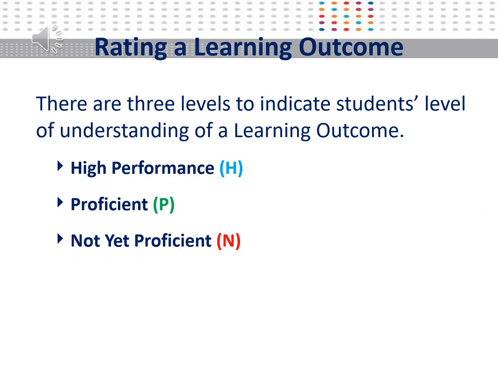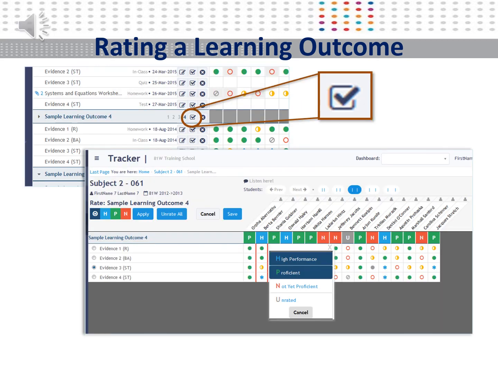Rating learning outcomes. There are 3 levels to indicate students' level of understanding of a learning outcome. High performance, blue H. Proficient, green P. Not yet proficient, red N. Rating a learning outcome. Learning outcome ratings are entered similarly to evidence ratings. Simply click on the checkbox that correlates to the learning outcome to bring up the rating screen. A rating of not yet proficient, proficient, and high performance can be selected for each individual student.